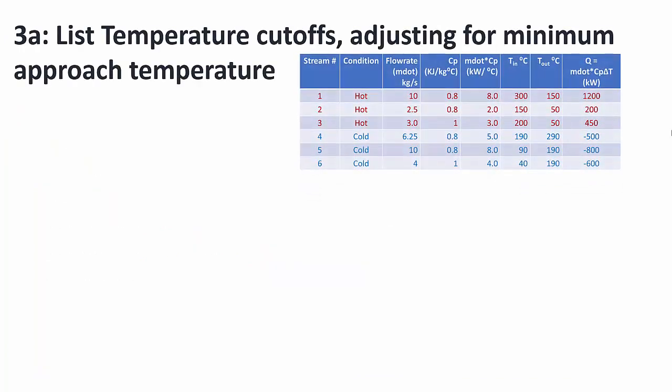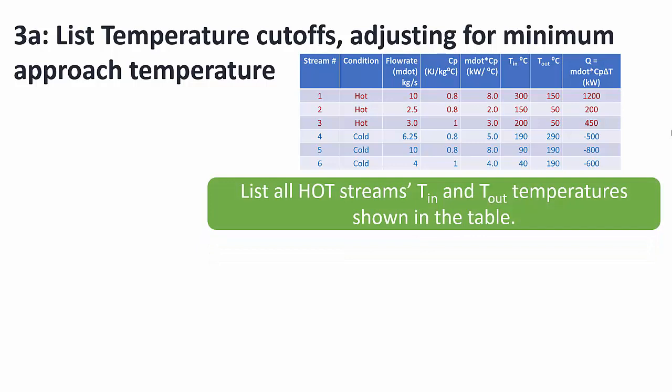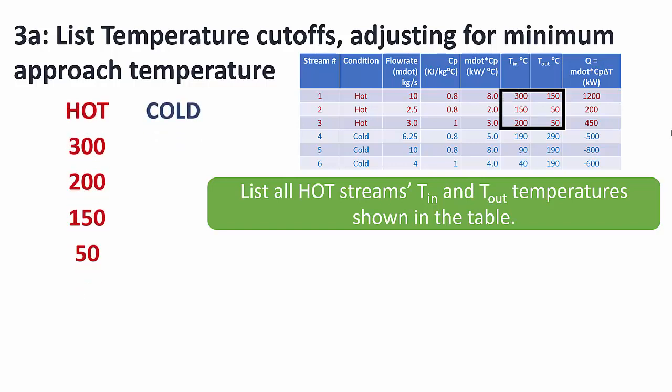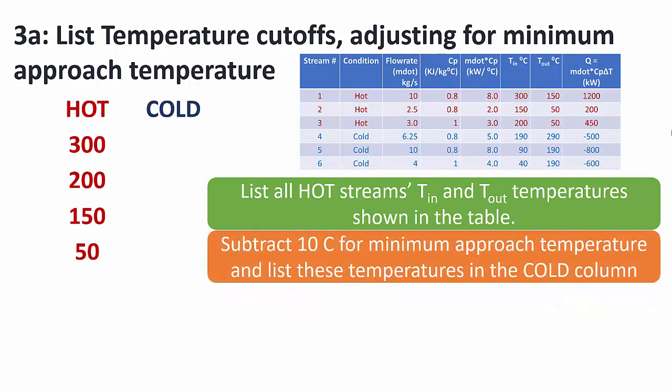Our first step is to list temperature cutoffs, adjusting for minimum approach temperature. And I've put here our table that we've constructed in the previous step, step number 2. Our first step is to list all of the hot streams inlet and outlet temperatures shown in the table. So we're going to look at all of these red inlet and outlet temperatures, and we're going to list them in a table under hot. Notice that for duplicate temperatures such as 150 degrees or 50 degrees, I do not list them twice. We subtract 10 degrees for minimum approach temperature, and then we list these temperatures in the cold column.